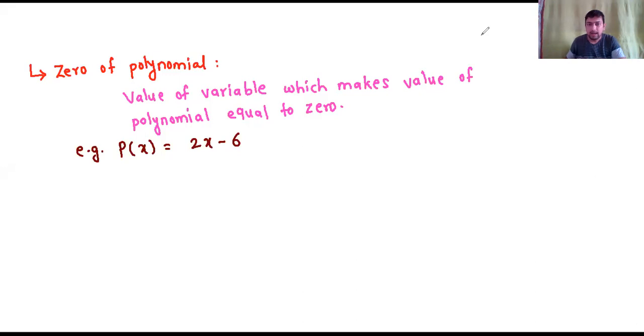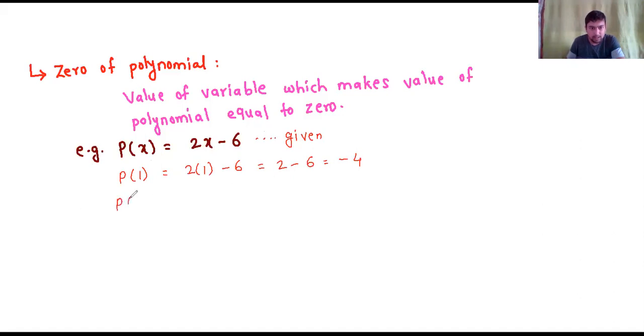For example, I have written here one polynomial, that is 2x minus 6. So p of x is equal to 2x minus 6 is the given polynomial, and you have to find out zero of this polynomial. Okay, if I put x is equal to 1, what will be the value of this polynomial? 2 into 1 minus 6, so 2 minus 6, which is equal to minus 4.